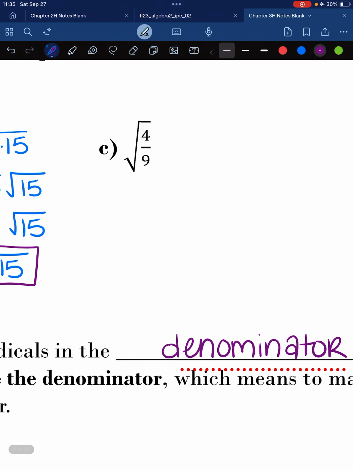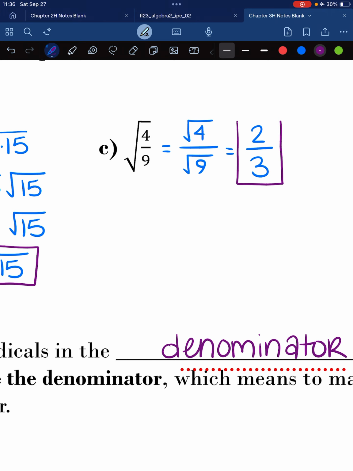Okay, for C, we can just use that division property real quick, where we know that we can take the square root of the numerator and the square root of the denominator separately, and we end up with 2 over 3. Pretty straightforward.